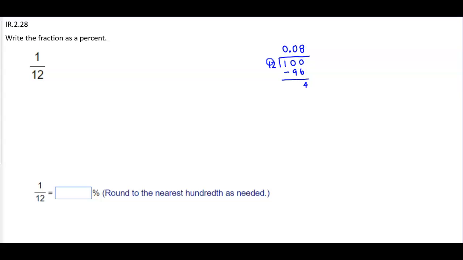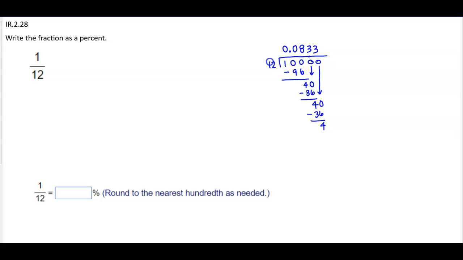Now we add another 0 and bring down the 0. How many times does 12 go into 40? The answer is 3. So 12 times 3 is 36. 40 minus 36 gives us a remainder of 4. Add another 0, bring the 0 down. 12 goes into 40 how many times? 3 again, which gives us 36, and again we get a remainder of 4.